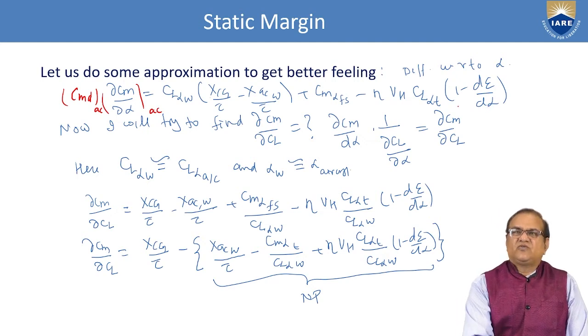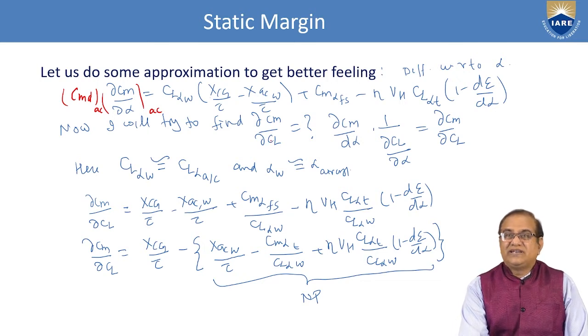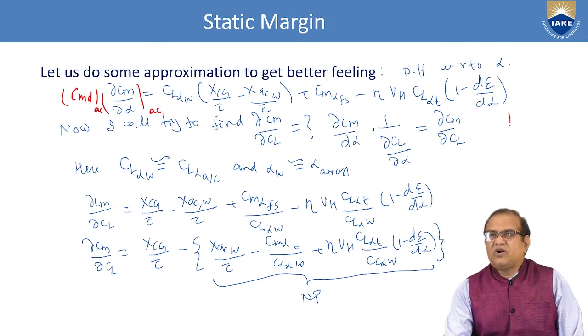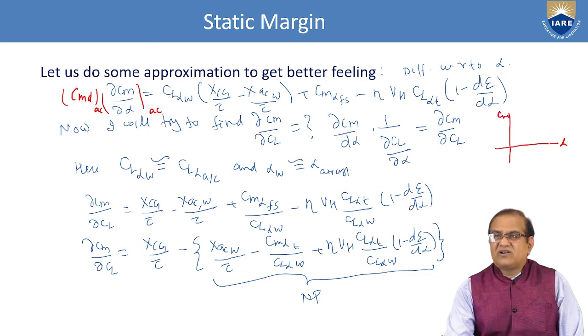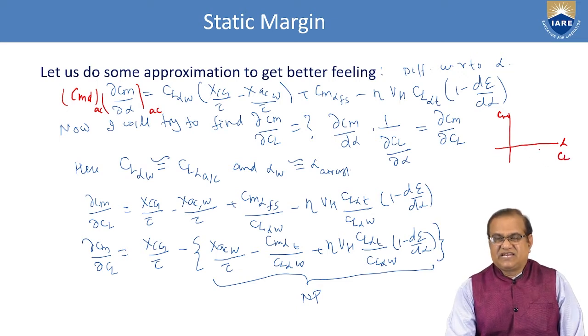Now I will try to find dCm by dCl. You know that we have always drawn Cm versus alpha, but for the steady state case and for the linear case, we can write alpha equal to CL also, up to some angle of attack.